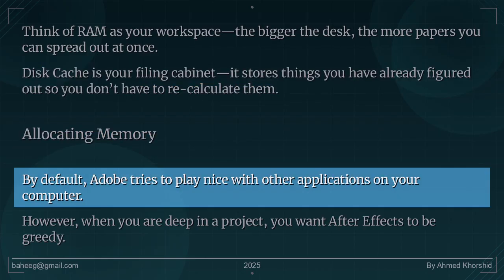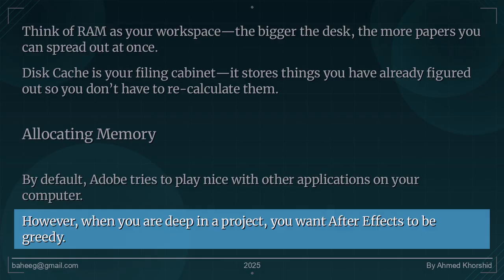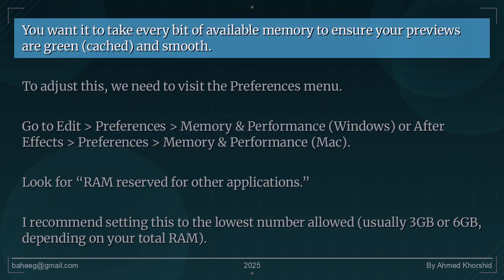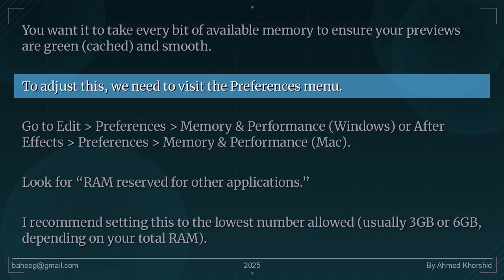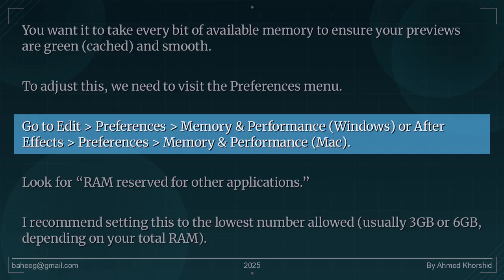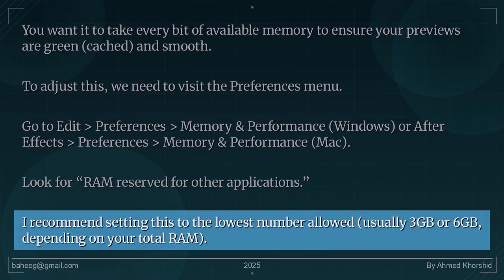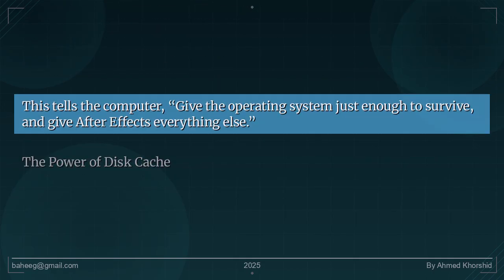Allocating memory. By default, Adobe tries to play nice with other applications on your computer. However, when you are deep in a project, you want After Effects to be greedy. You want it to take every bit of available memory to ensure your previews are green, cached, and smooth. To adjust this, we need to visit the Preferences menu. Go to Edit, Preferences, Memory and Performance on Windows, or After Effects, Preferences, Memory and Performance on Mac. Look for RAM reserved for other applications. I recommend setting this to the lowest number allowed, usually 3 GB or 6 GB, depending on your total RAM. This tells the computer, give the operating system just enough to survive, and give After Effects everything else.